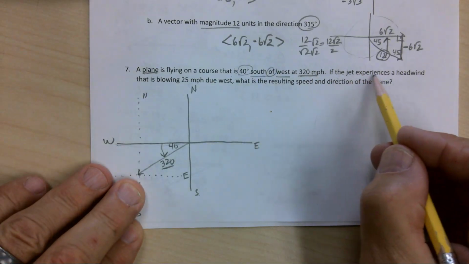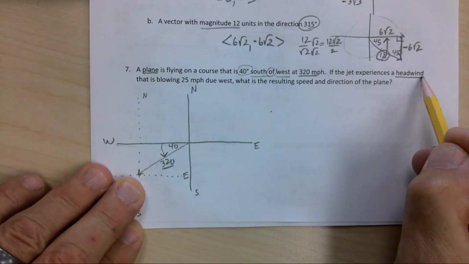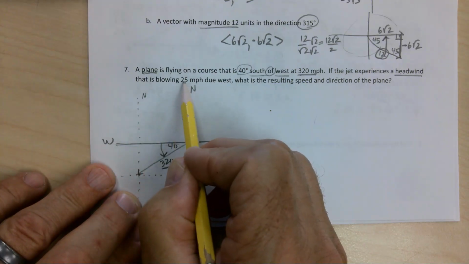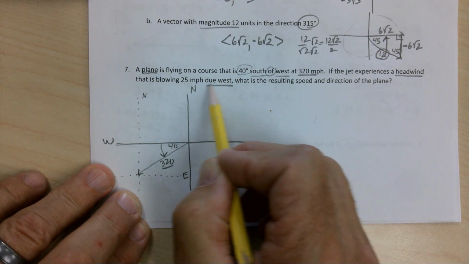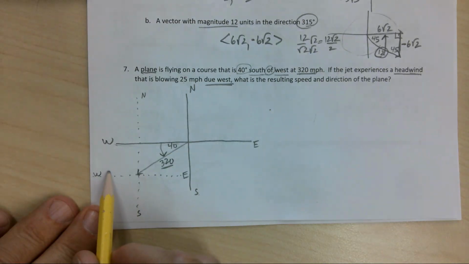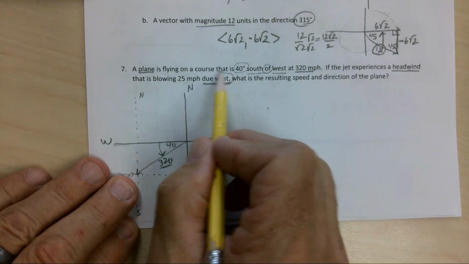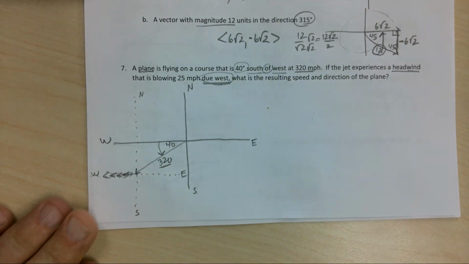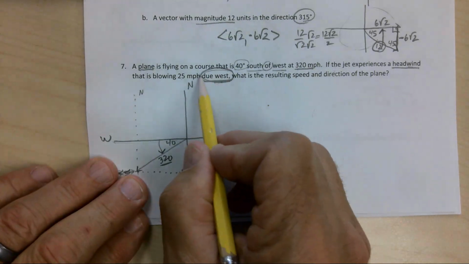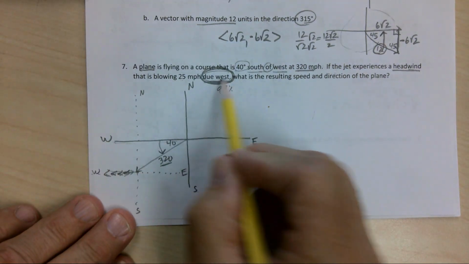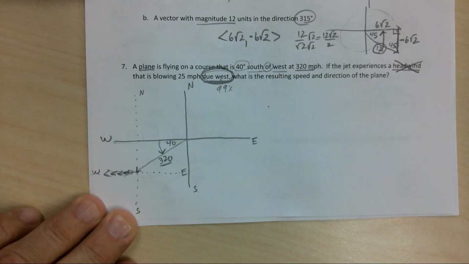It says if the jet experiences a headwind, now here's where the twist, the tongue twister, the brain twister comes, that is blowing 25 miles per hour due west. Due west, a headwind would mean right into his head, that way. But then it says due west, which actually means this way. And for the sake of math, I'm really about 99% certain that it's going to be due west and not a headwind but a tailwind kind of behind it.